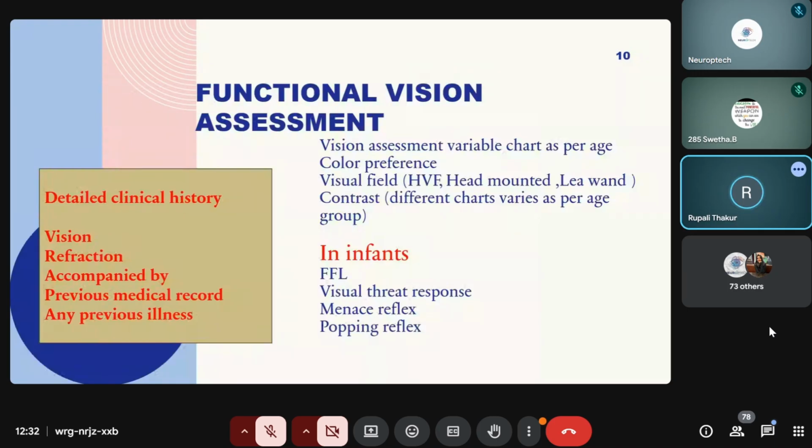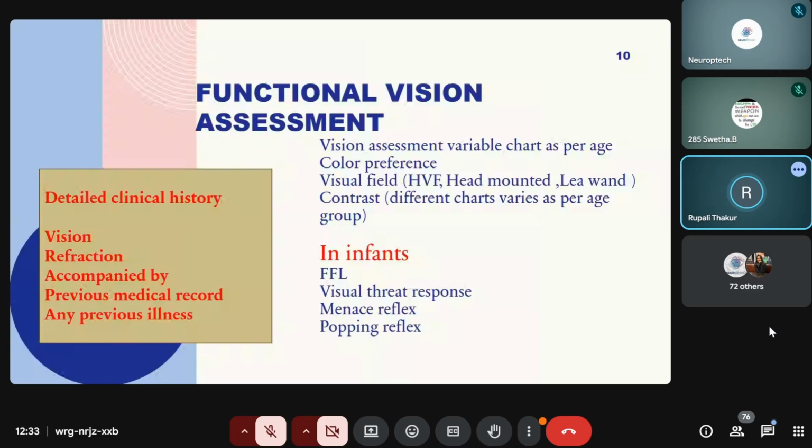Then you can see the visual threat response also. If you get confused, maybe the child is not responding, then you can see this. When you are waving your hand in front of the eye, we all have a tendency to blink our eye, so we call it the visual threat response. That means some amount of visual acuity is there. Then the Minac reflex: when we are throwing the light, the child is sleeping all along, but they are squeezing their eye, so the reflex is present. And some of the time we call it the popping reflex also. That means they are doing like this, so we call it the popping reflex.